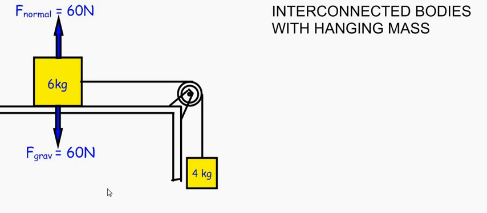Another way we can apply a net force on the mass is if we attach a string to a hanging mass. In this case, if we hang a 4 kilogram mass by means of a string, then the 4 kilogram mass will have a gravitational force of 40 newtons acting on it, but the mass is interconnected by a string to the 6 kilogram mass, and therefore we have a system of interconnected bodies. Both these bodies, the total mass of 10 kilograms, are being pulled by a 40 newton force.